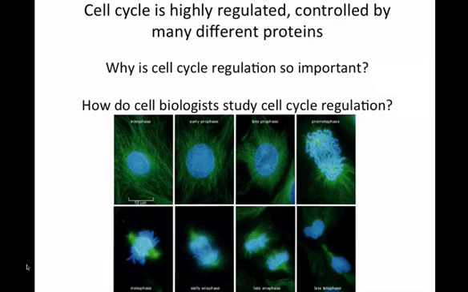Okay, so cell cycle is highly regulated, controlled by many different proteins. So why is it so important to regulate the cell cycle? Cancer. Because if you don't regulate the cell cycle and you have unregulated cell growth, you could have cancer. Yep, that's a big one. So then that brings up how do cell biologists study cell cycle and cell cycle regulation.